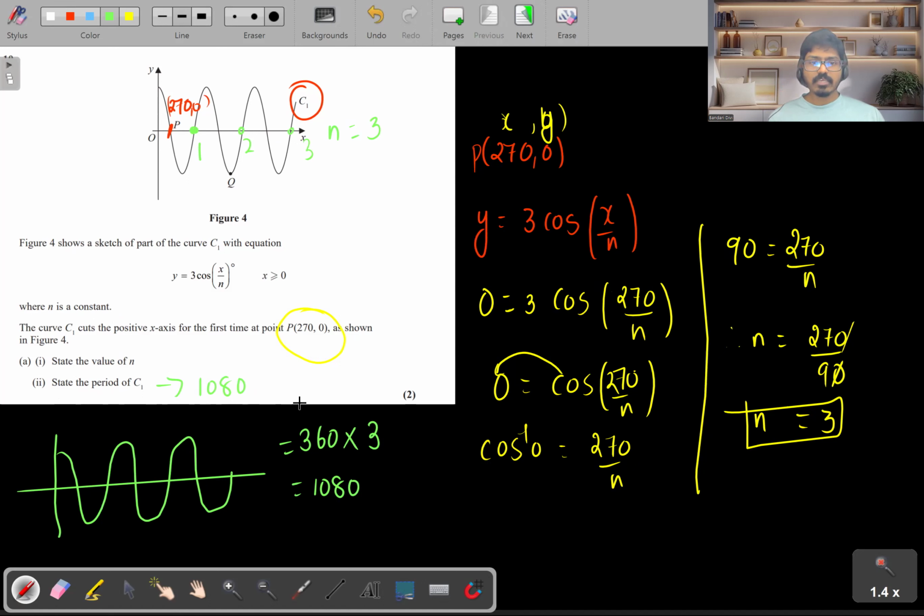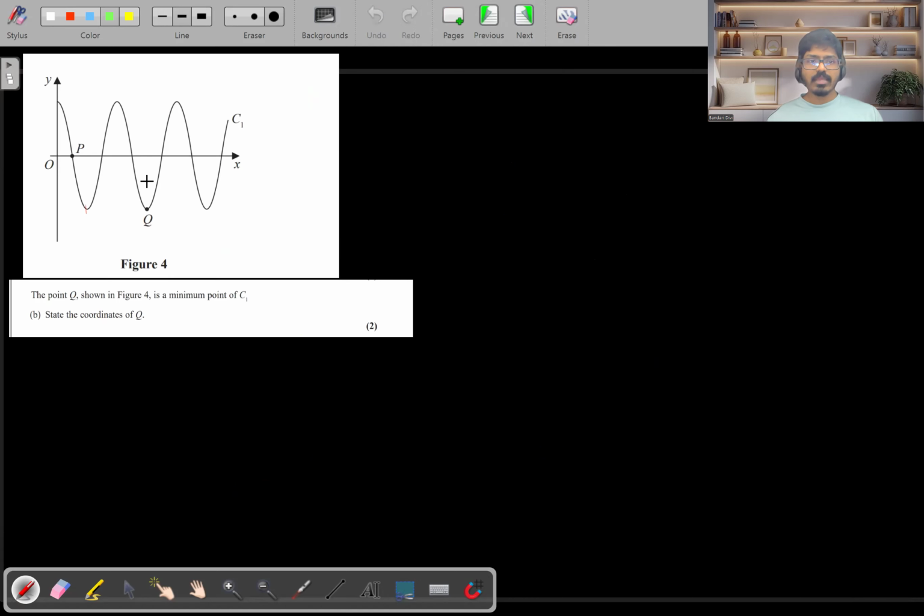If you didn't get it, whatever n value you get, always multiply it with 360. That is how you get the value of the period. So this is the answer for part A. Now we are going to do part B.